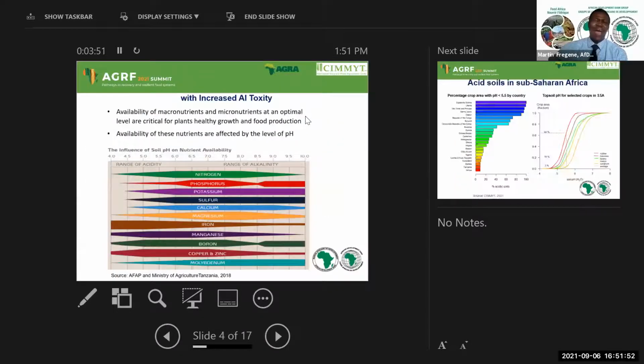Well, I wouldn't spend much time on this slide, but just to let you know that most of the major nutrients in the soil, the micronutrients, all operate around an optimum pH of between 6 and 8. That's the optimum pH. Once you start going towards lower pH, you see those nutrients no longer being available to the plant. So soil acidity and aluminium toxicity are major problems when it comes to crops.